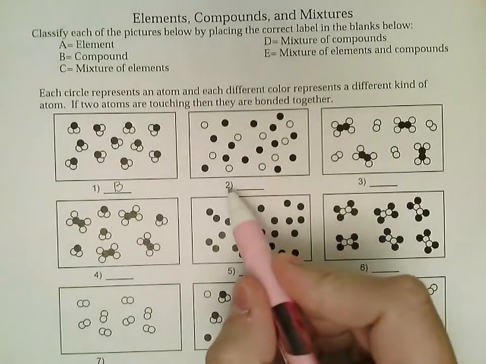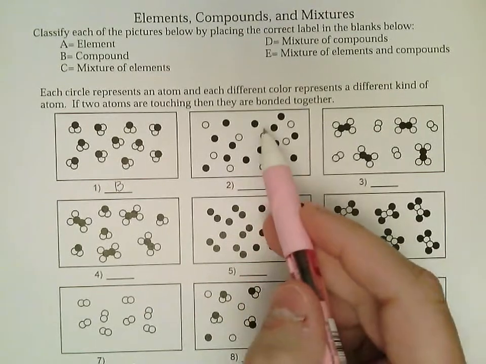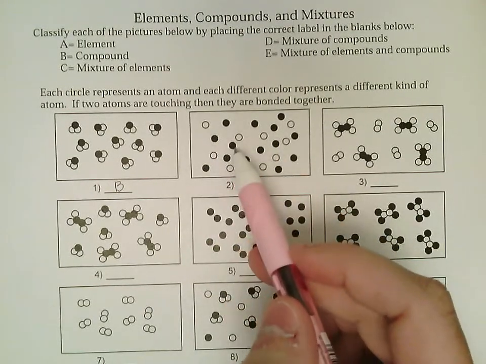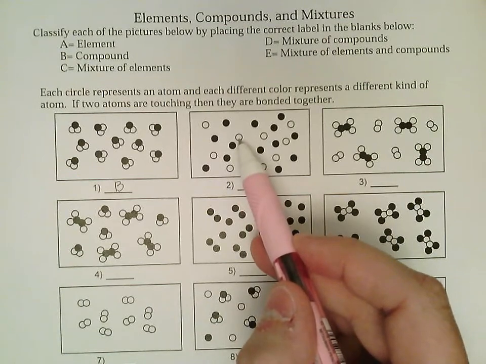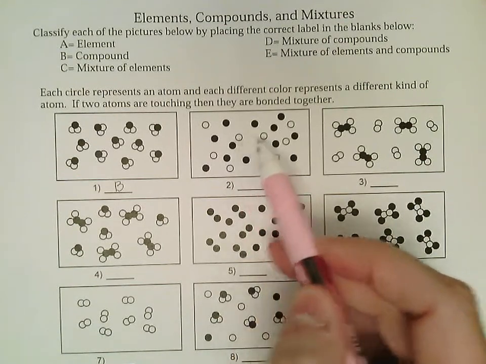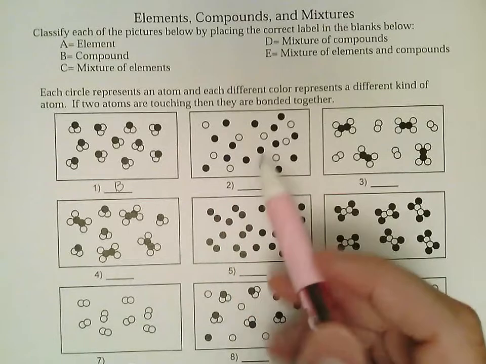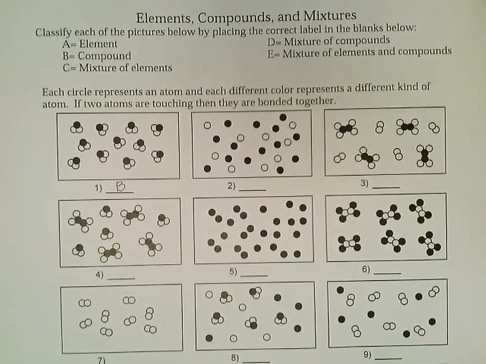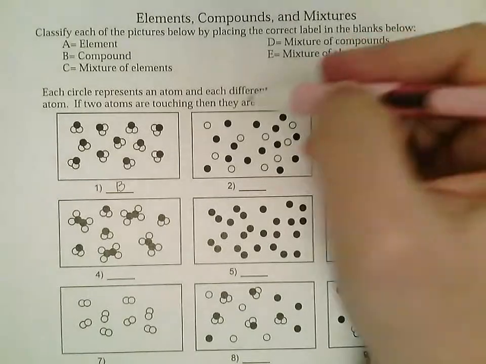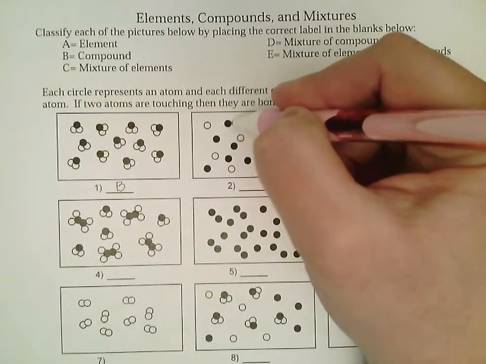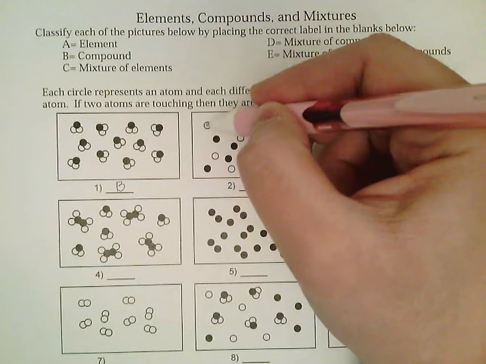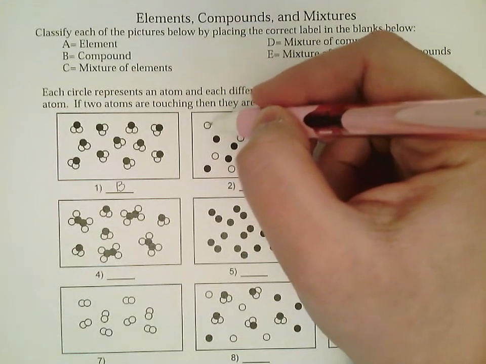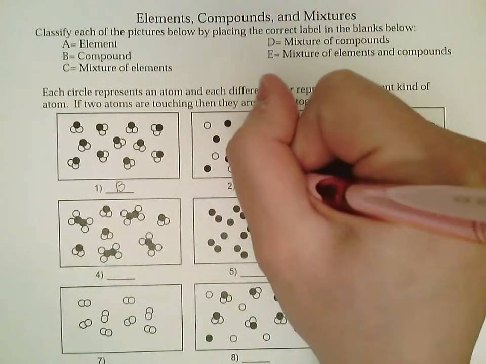Now let's check out number 2 here. These are not all the same. Some of them are filled in circles and some of them are empty circles. So when I look at that, I know this is going to have to be some sort of mixture. It is more than one type of matter. So I have a single colored end dot, that's an element. A single uncolored end dot, that's an element. So this is going to be a mixture of elements.